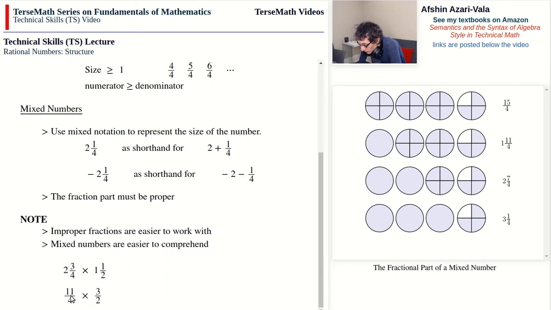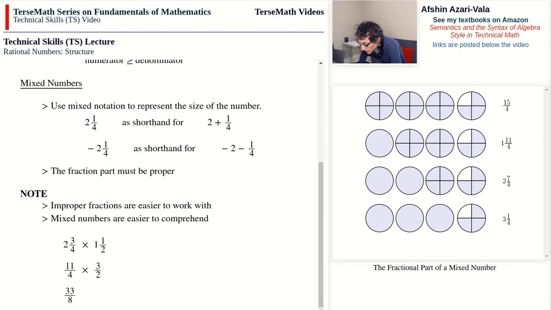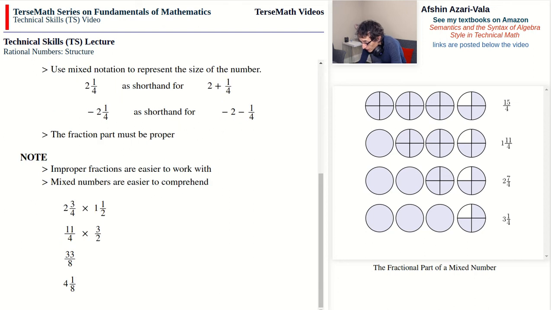But once you do that, you end up with 11 quarters times 3 halves. And these are much easier to multiply, and we end up with 33 eighths. Now, 33 eighths is pretty difficult to comprehend size-wise. So what we do now is switch back to the use of mixed numbers and put down 4 and 1/8. And that's much easier to understand size-wise.